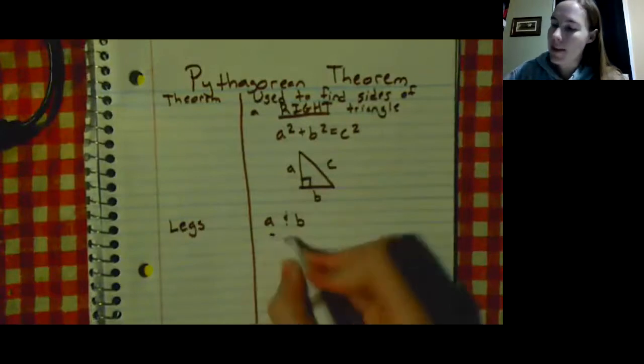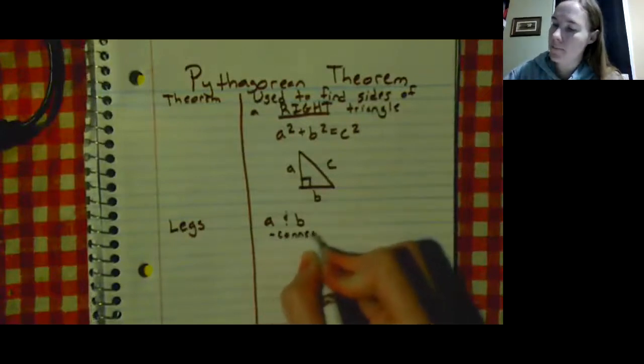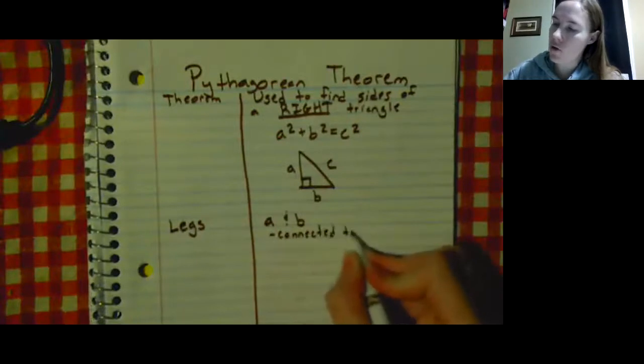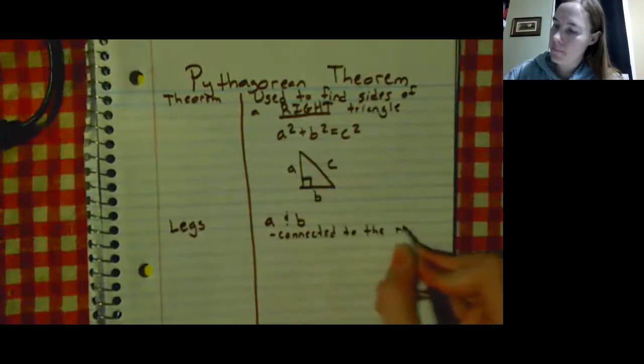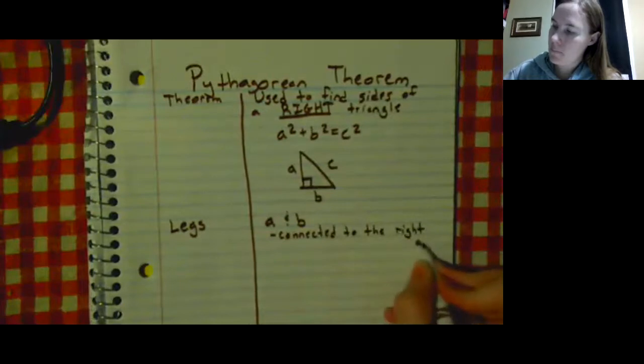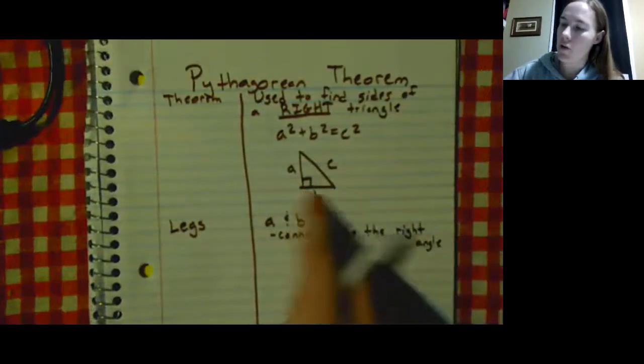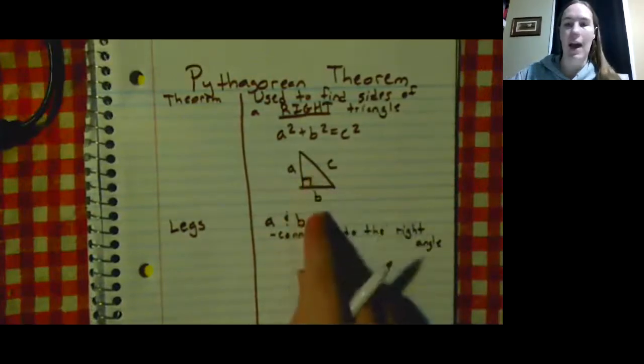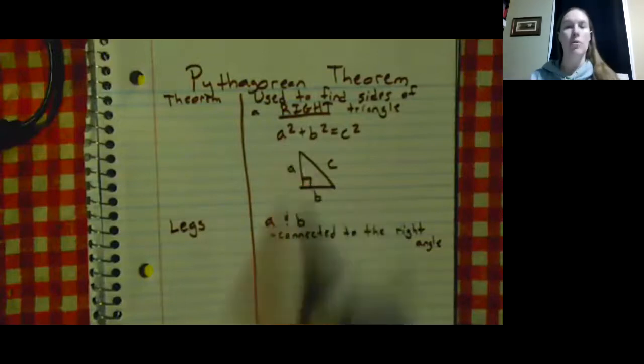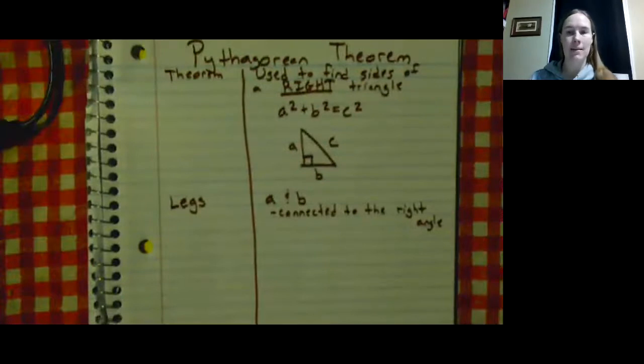And you can find these because they're connected to the right angle. So right here, you can see B is connected to that angle, and A is also connected to that angle. So that's how you find the legs.